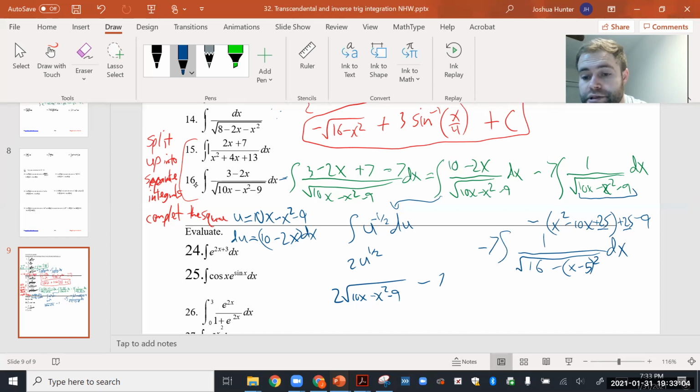And now it's just an inverse sine problem where the u is x minus 5. But we don't have to do u substitution because its derivative is just 1, and a equals 4. So the antiderivative of that would be sine inverse of (x minus 5) over 4, and then plus our c.